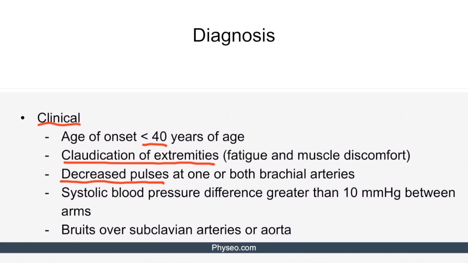And decreased pulses at one or both brachial arteries can be seen clinically. And systolic blood pressure difference greater than 10 millimeters of mercury between both arms can also be indicative. That makes sense. If you have one arm that's not getting as much of the pressure or the blood flow, then you'd expect a pressure difference. Also, bruits over the subclavian arteries or the aorta can also be heard clinically.